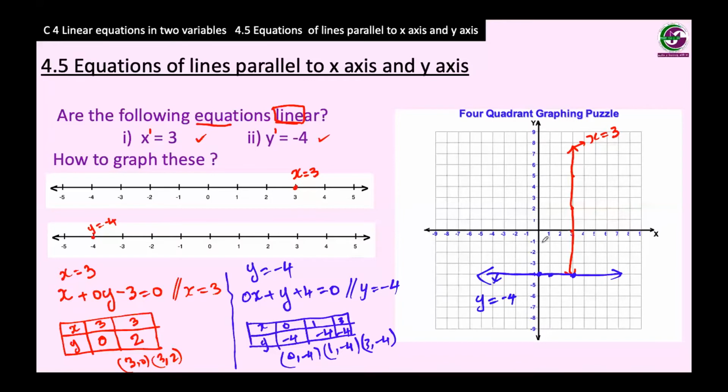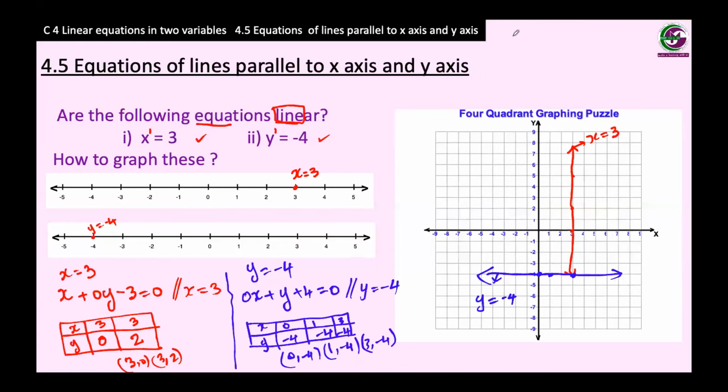This is the graph representing the equation y = -4. So this satisfies the name of the lesson: lines parallel to the x-axis and y-axis. If the equation is x = 3, or if the equation has only x, it will be parallel to the other letter, which is the y-axis. Again, if you have the variable x in the equation, it will be parallel to the opposite axis, which is the y-axis. Now look at this one. You have the variable y in the equation, so it will be parallel to the opposite of y, which is the x-axis.